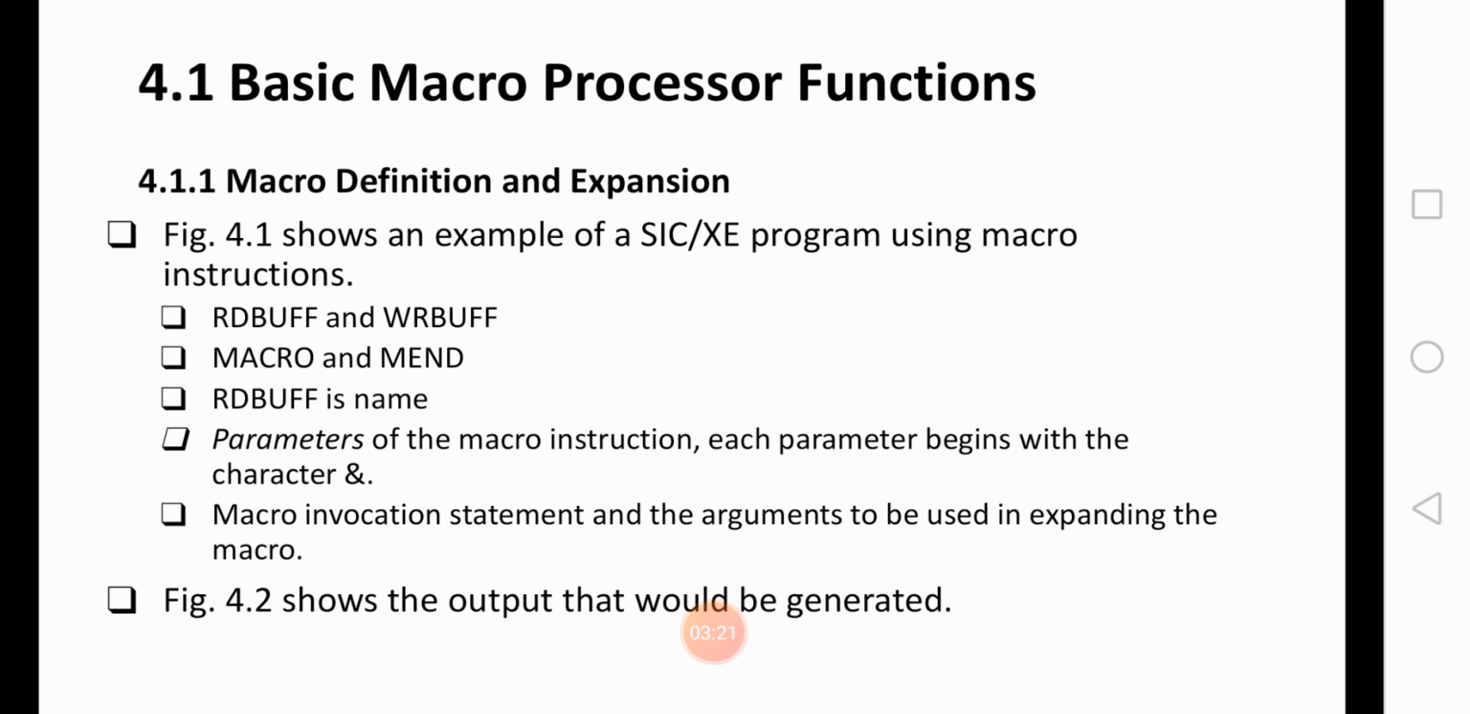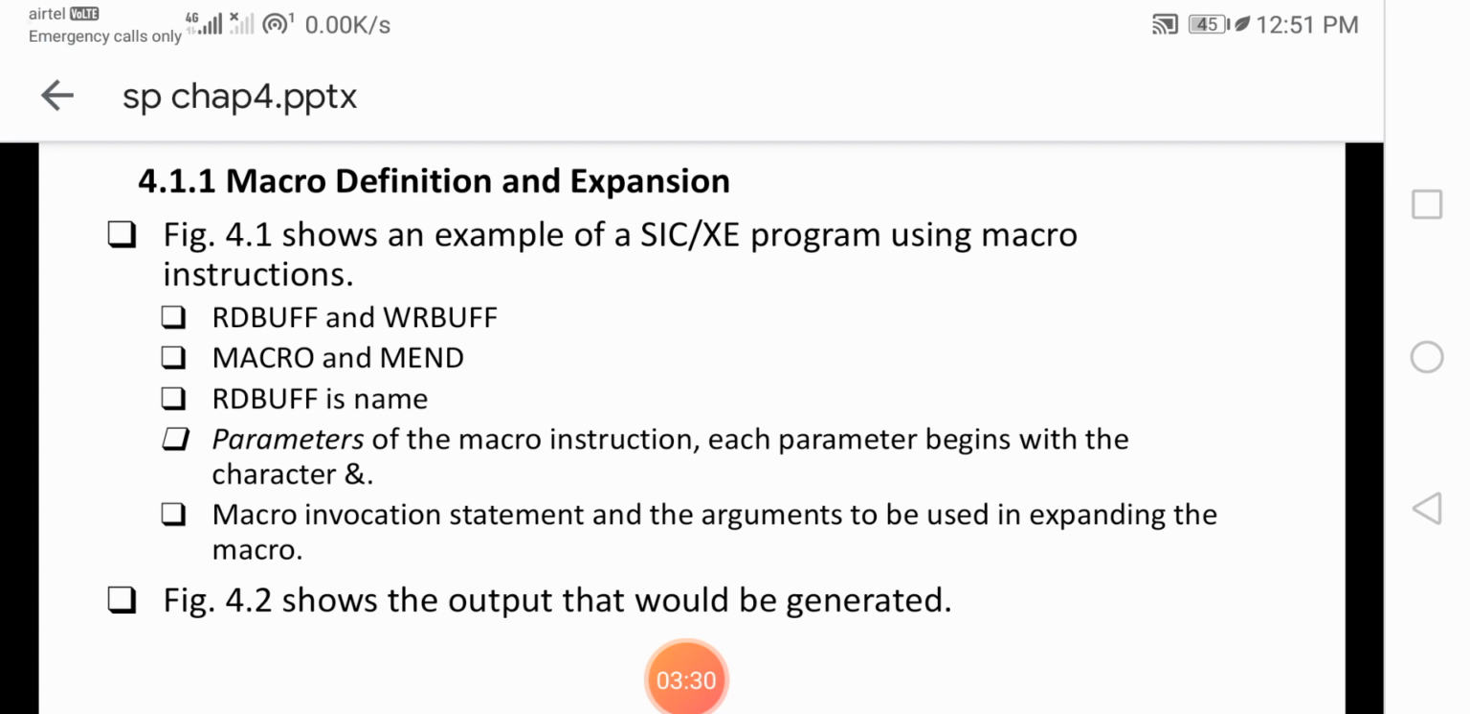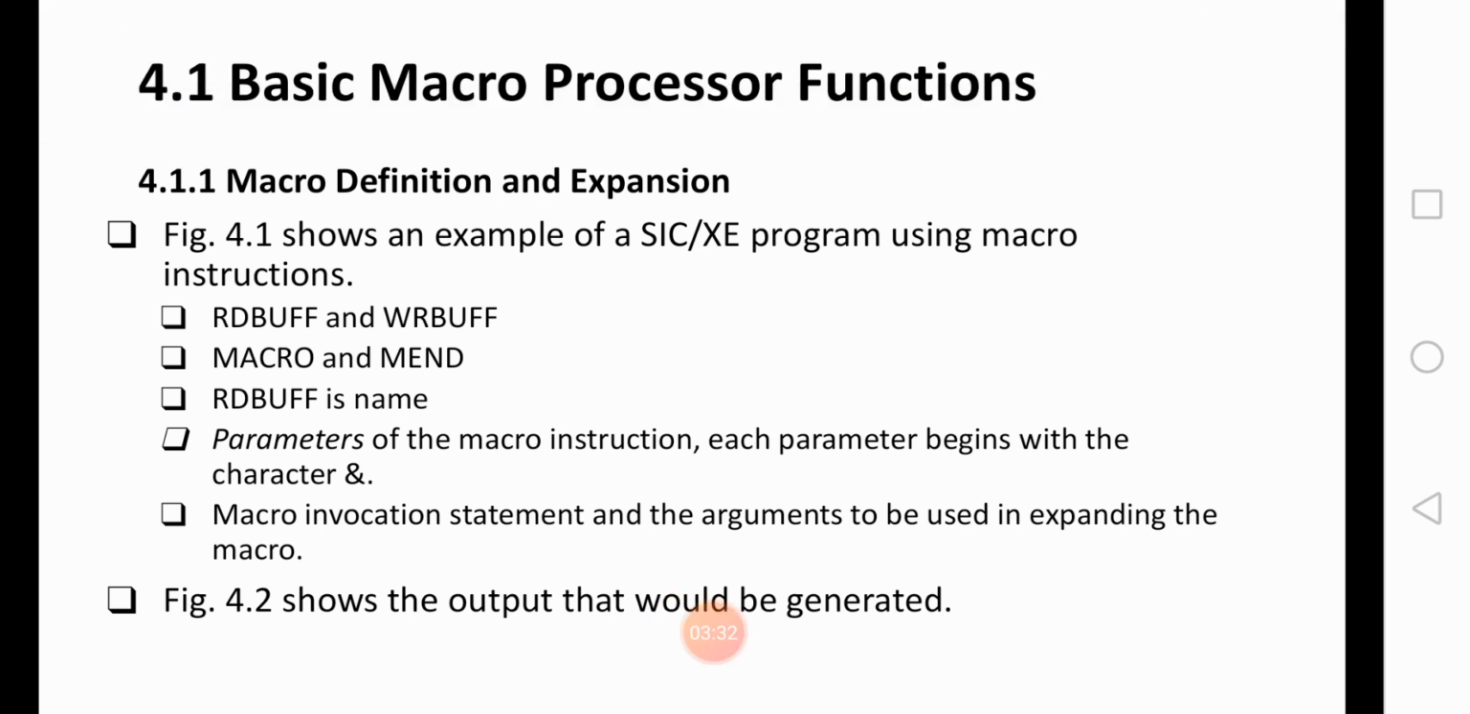Again, parameters of the macro instructions: each parameter begins with the character ampersand. Then the macro invocation statement and arguments are used in expanding the macros. Whatever parameter we observe will start with the ampersand character. The ampersand character is used to add, substitute and concatenate things.